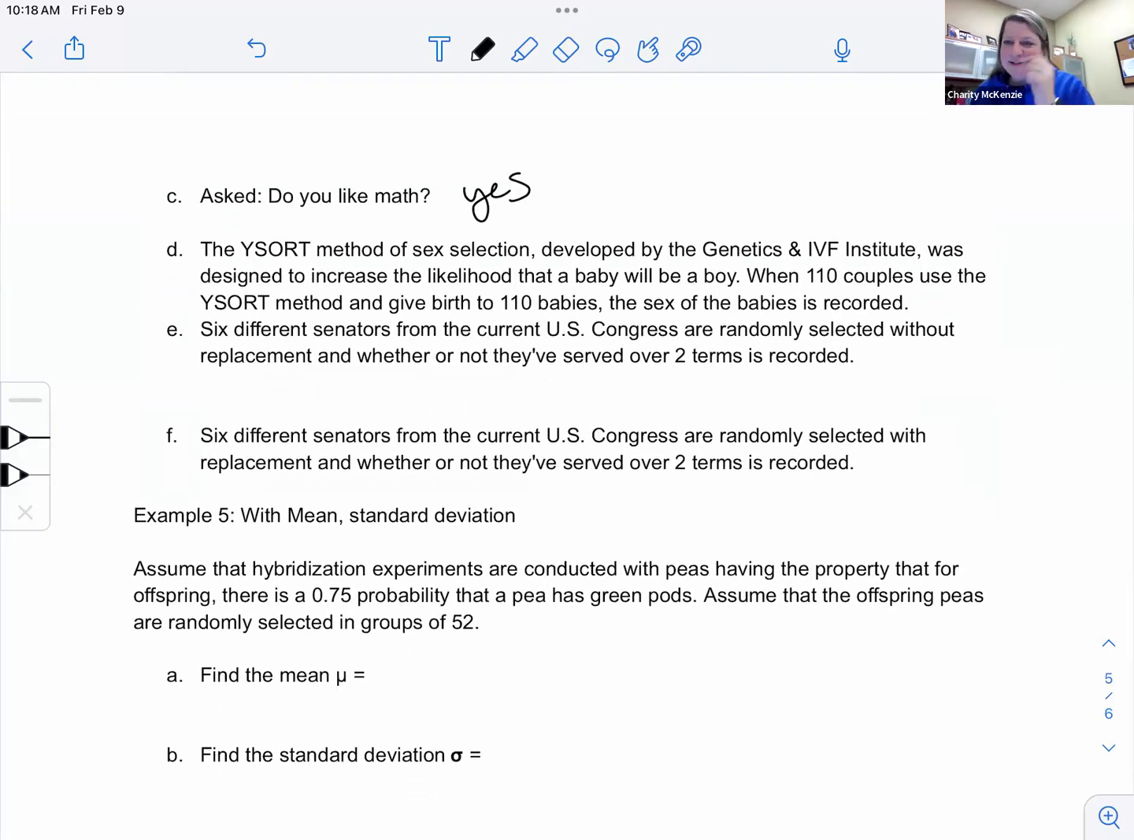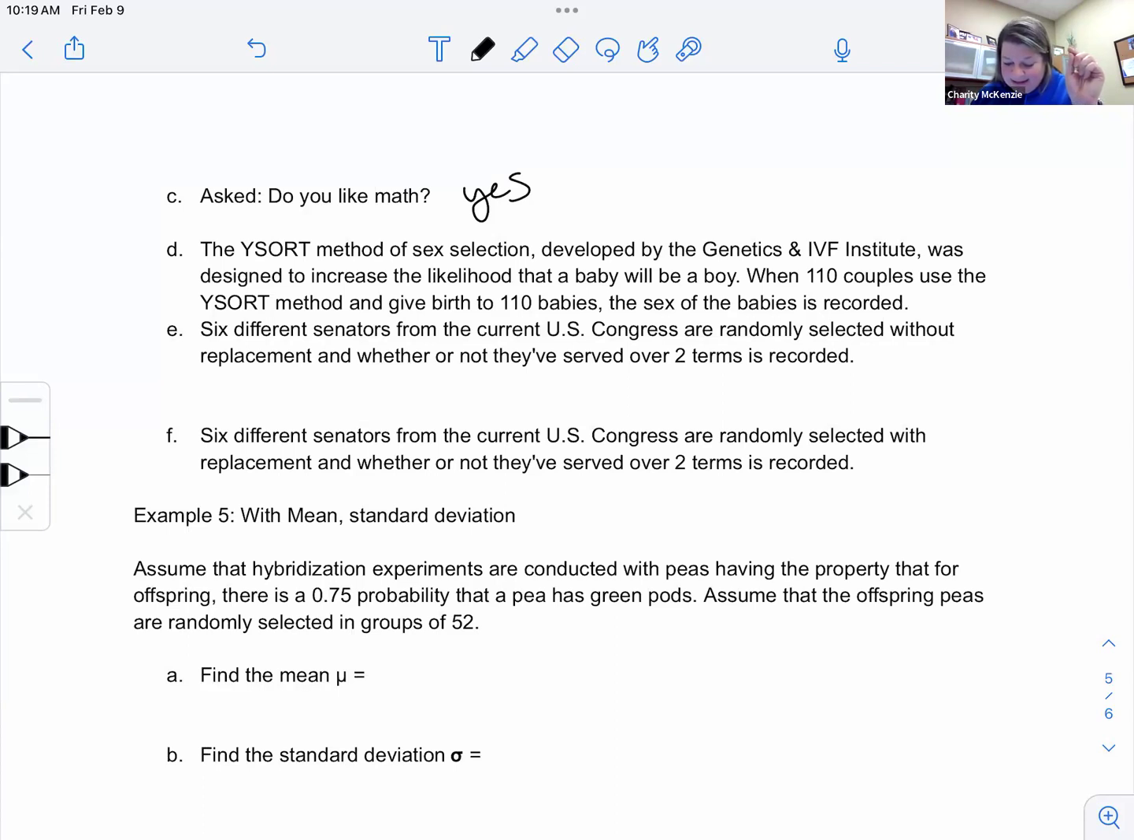Okay, there is a sort method in IVF that will give you a boy, right? And it's called a Y sort. To me, this is terrible. Just have a baby, boy or girl, meh. But anyway, in a lot of countries, people prefer to have a boy. When 110 couples use this Y sort method and give birth to 110 babies, the sex of their baby is recorded.